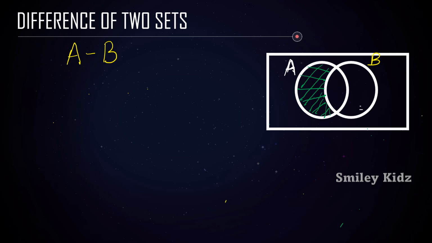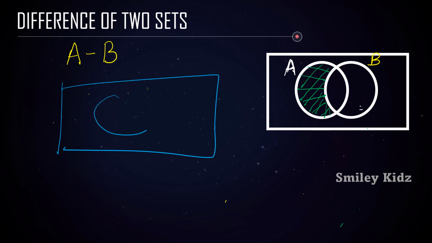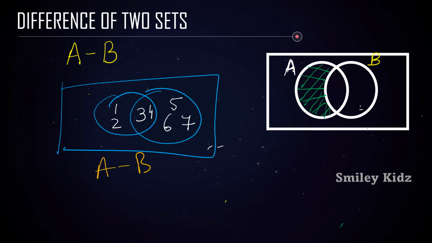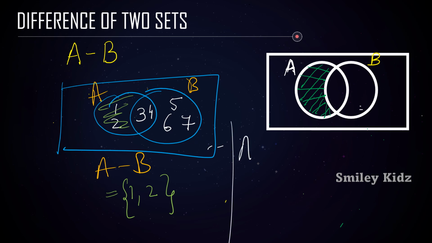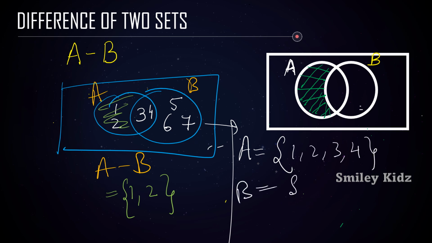Alright, let us take on a quick example, making our concepts clear. Here I have 1, 2, 3, 4, 5, 6, 7. Now what is A minus B? This is A, this is B. What is A minus B, everyone? This part, that is 1 and 2 will be the answer for A minus B. Let's understand this in this manner. What is A equal to in the given Venn diagram? 1, 2, 3, 4. And what is B equal to? B is equal to 3, 4, 5, 6, 7.